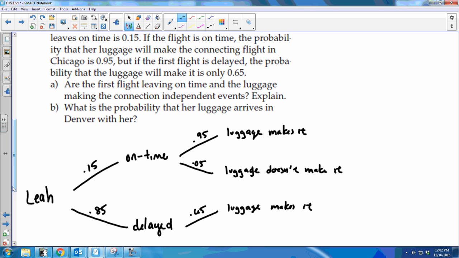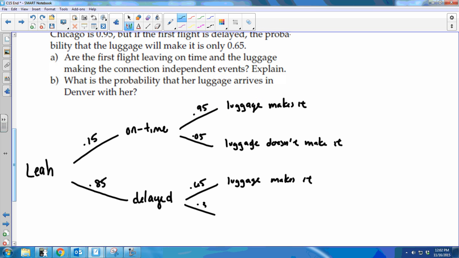Which means if the flight is delayed, then 35% of the time, the luggage doesn't make it. Well, it's an airport. What, are you shocked? I'm not.